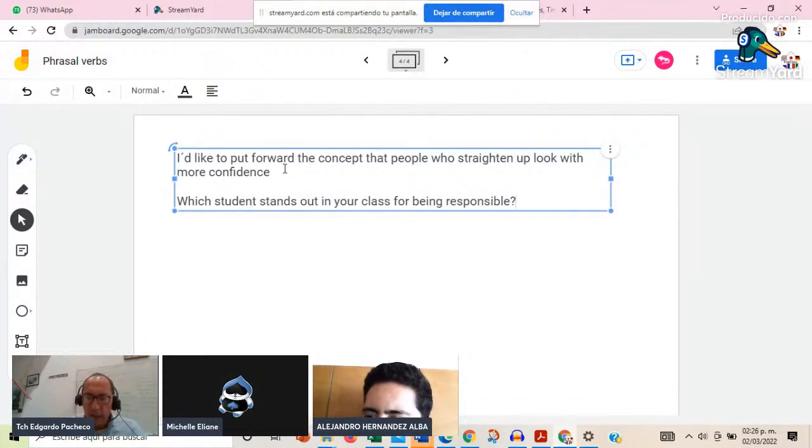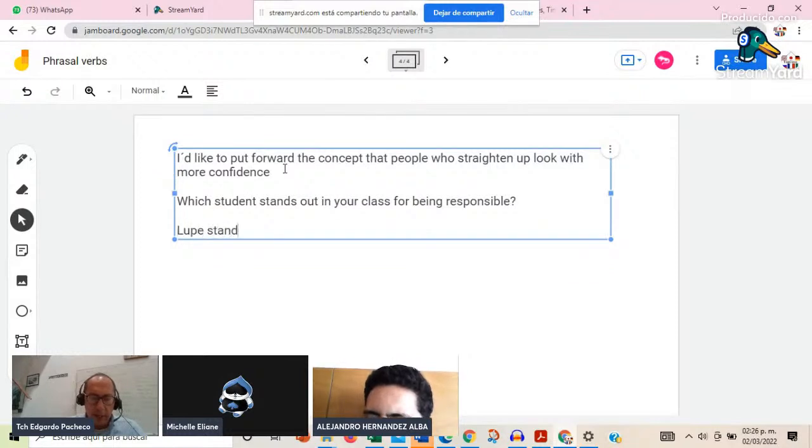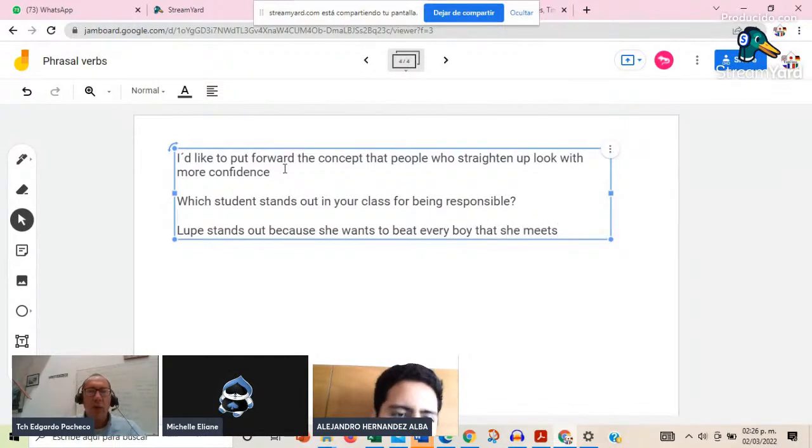You can also say Lupe stands out because she wants to beat every boy that she meets. She's very famous because she wants to fight with every boy that she meets, right? She wants to hit every boy that she meets. She stands out. You can stand out for something positive or for something negative, right? It's like destacar. Okay.